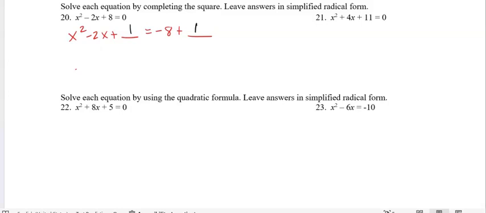And that number that completes the square will be added to both sides. And now we have a perfect square trinomial, and it factors like this. The first term is the square root of x squared, and the last term is the square root of 1, and that sign just goes between them. And negative 8 plus 1 is negative 7.